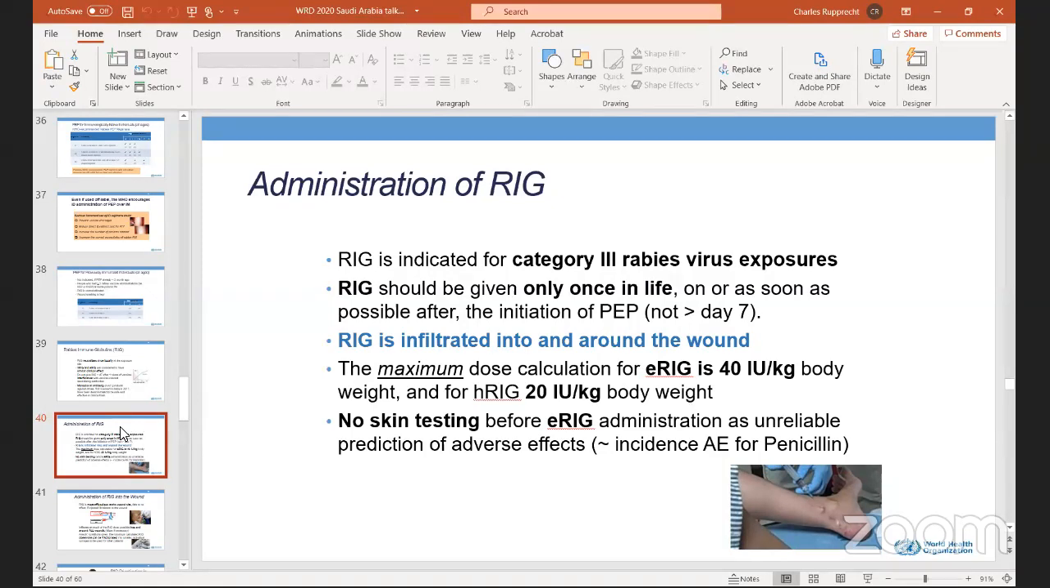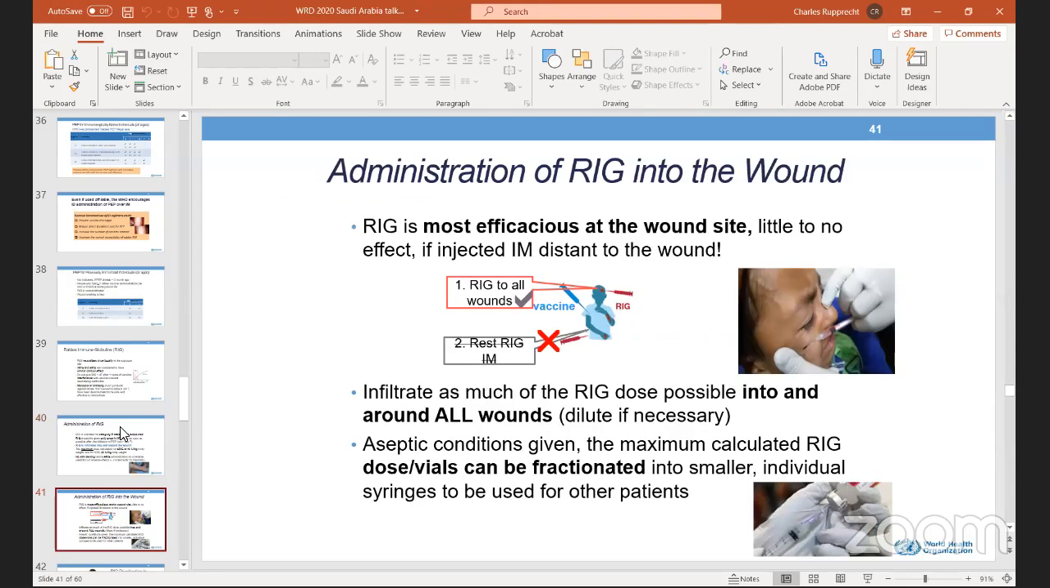In the old days, they used to do skin testing. That was for horse serum. There is no need for skin testing from equine rabies immune globulin utilization because it's not reliable. We have had cases where individuals were given the vaccine only without RIG. There have been human cases after exposure where the RIG was not infiltrated.